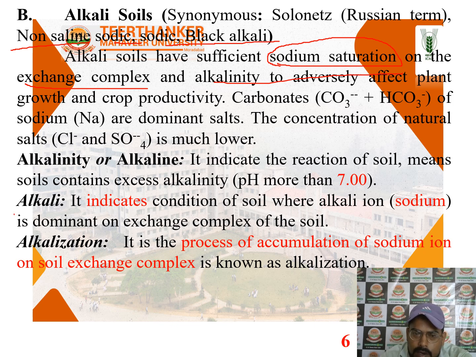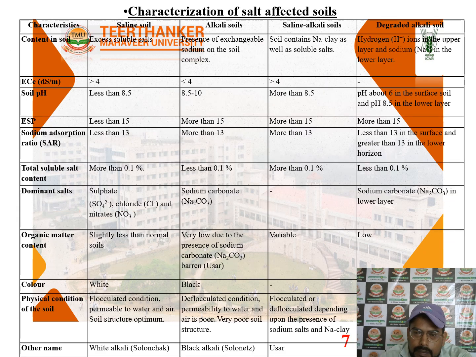What does it mean to be defined as alkali soil? Alkali indicates the condition where the alkali ion, like the sodium ion, increases more and becomes dominant in the exchangeable complex. Alkalization means the process of accumulation of sodium in the exchangeable complexes. So, the character of salt-affected soil.